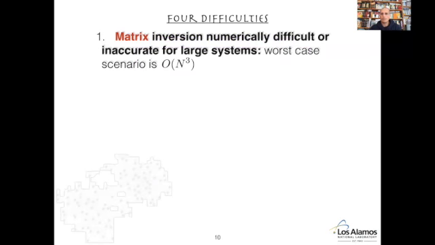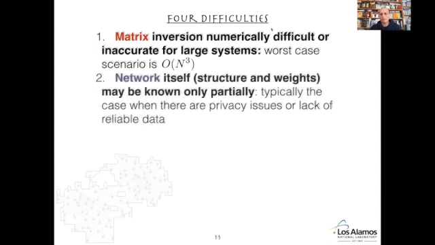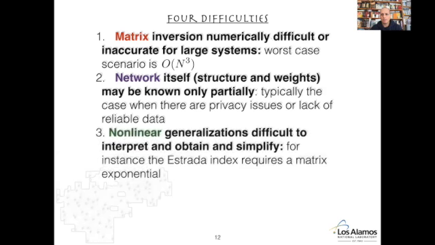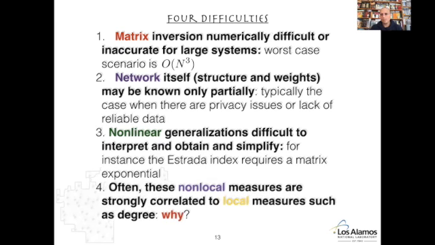The first is the fact that matrix inversion is a numerically intensive process as it scales like n cubed with the size of the matrix n. The second issue is the fact that the network itself might not be known or known partially because there is lack of reliable data or there are sometimes some privacy issues. The same issues clearly apply also in the case in which instead of having some resolvent-like centralities, you do have some other matrix functions, such as the matrix exponential. And last but not least, sometimes you do see that there is a strong correlation between these types of rankings that are non-local, as I just said, and some local quantities such as the node degree, for instance.